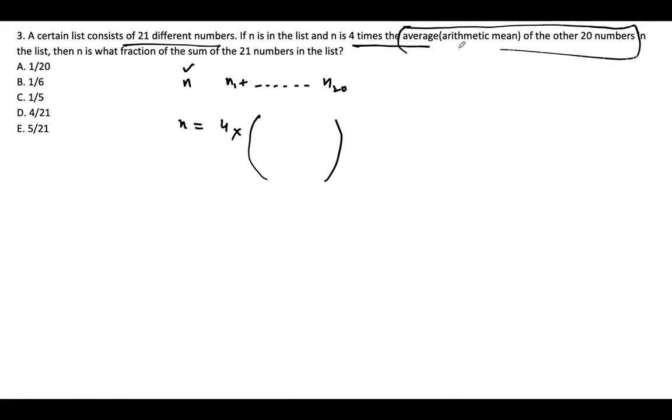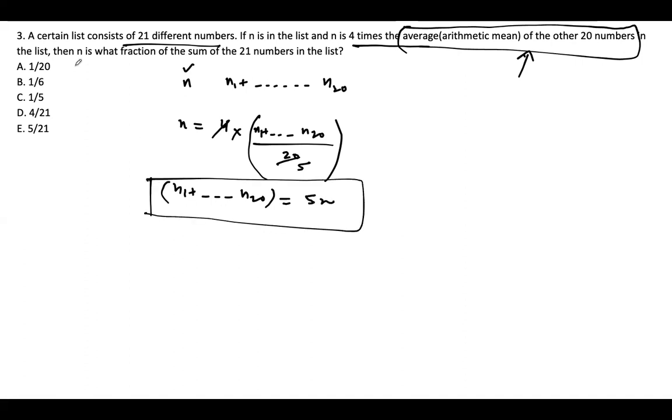How will you write the average of the other 20 numbers? n1 plus till n20 divided by 20. So 4 fives are 20, so n1 till n20's value is 5 times n.